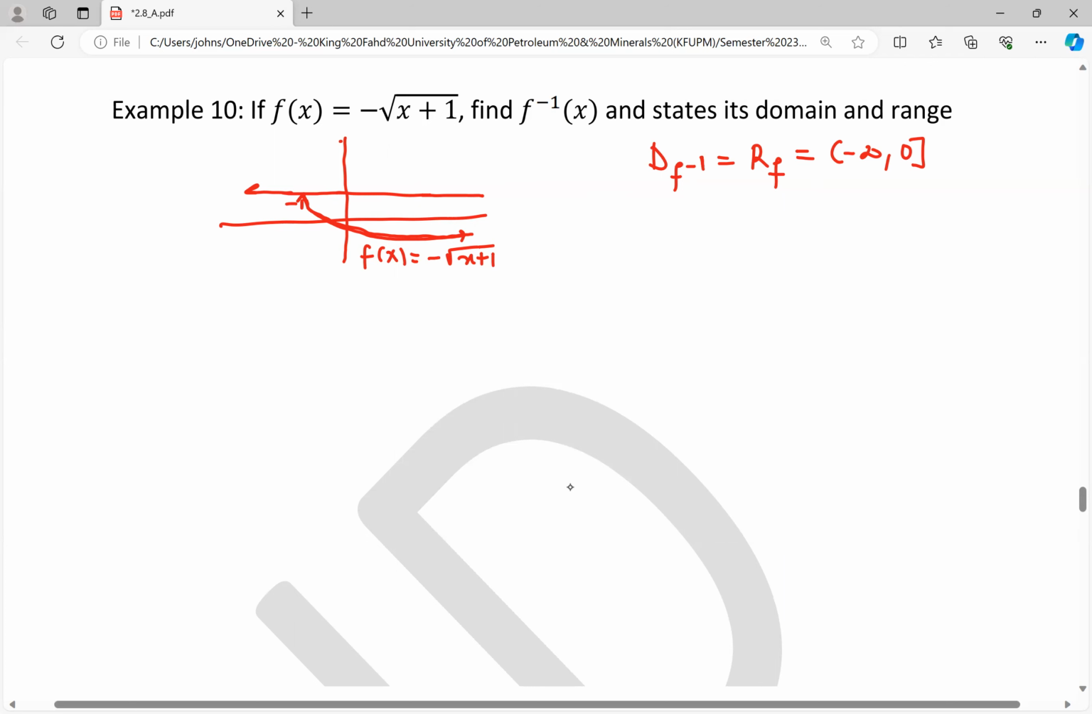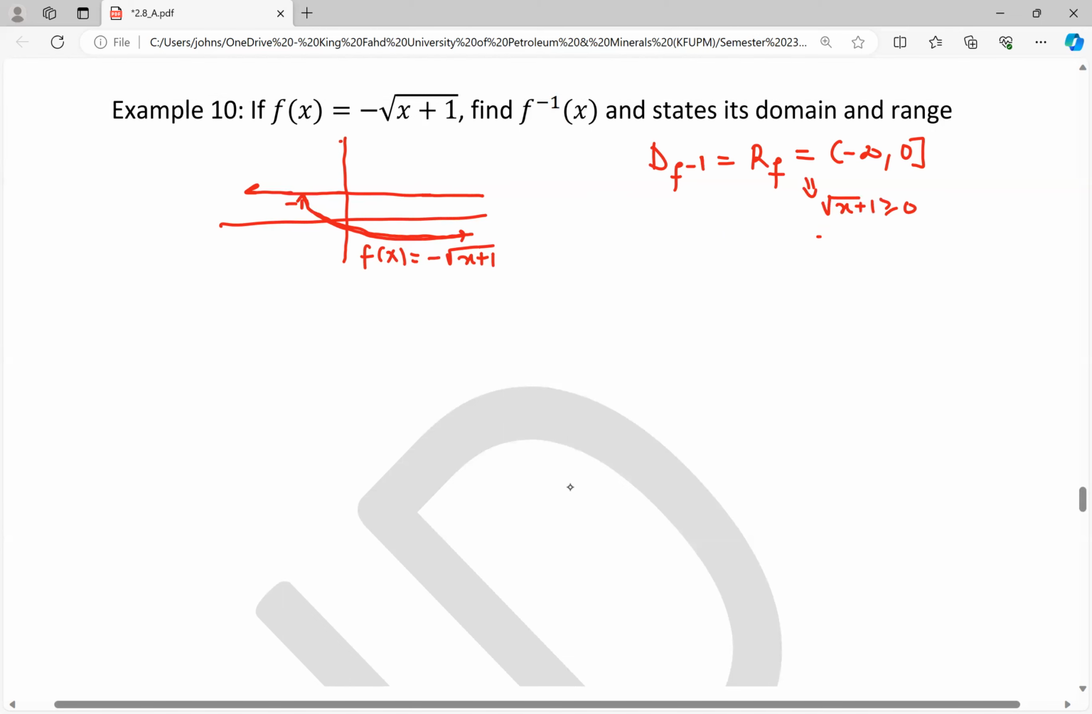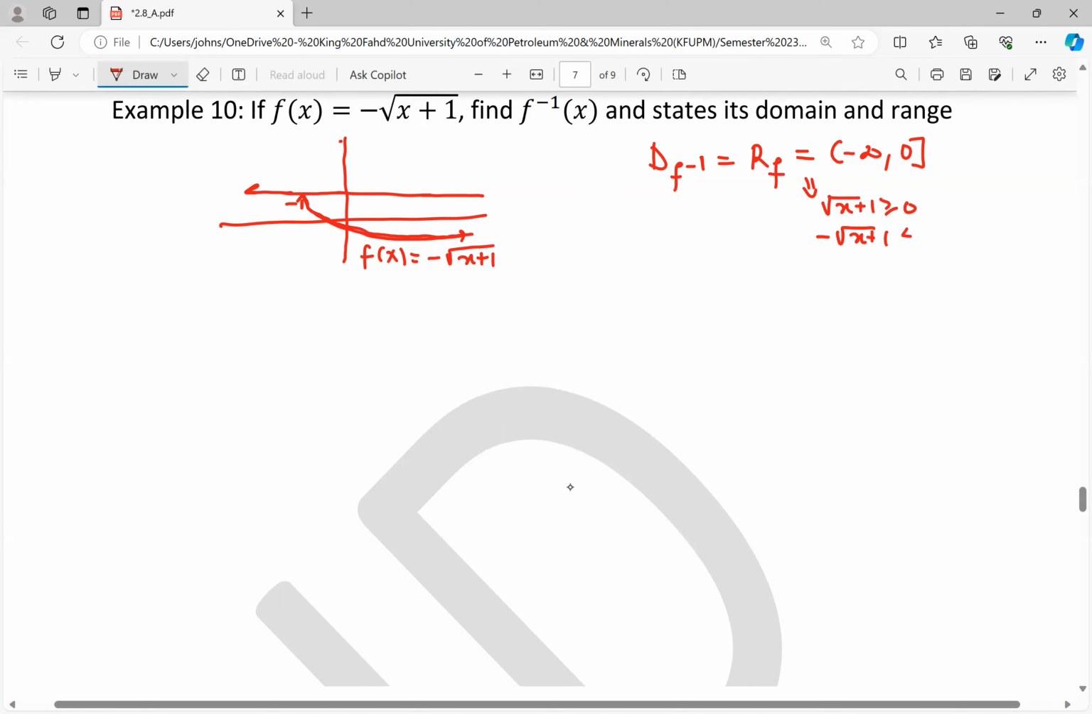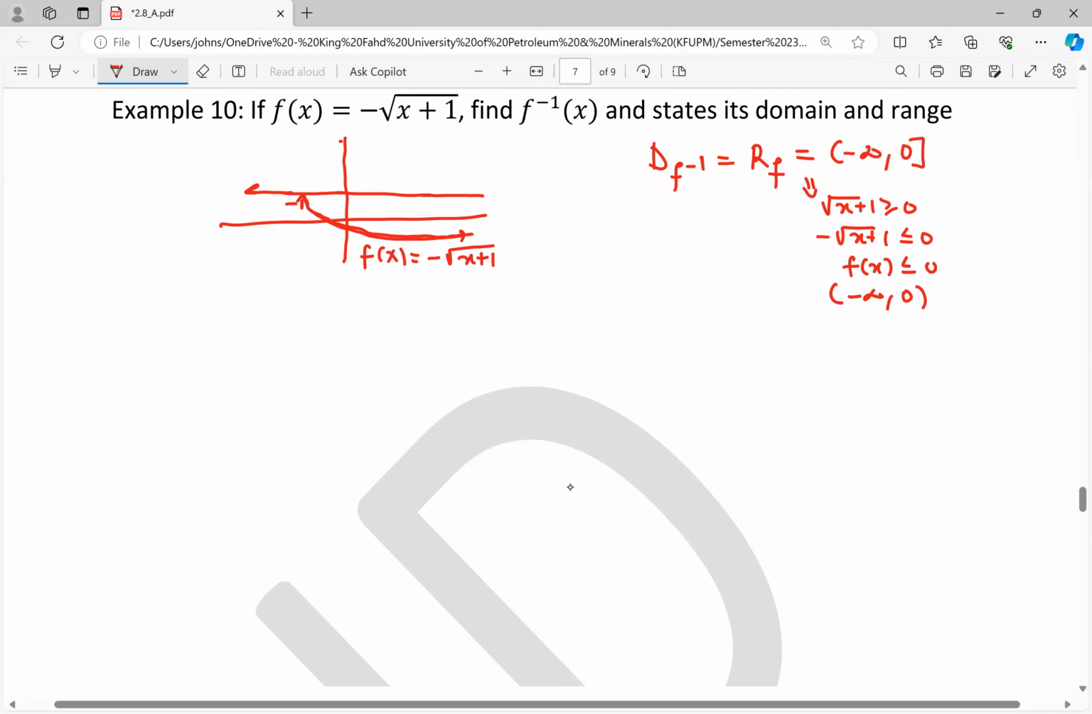Okay, or let me just do it here. This also, we can say that x plus 1 is greater than or equal to 0, minus this is less than or equal to 0. This means f of x is less than or equal to 0. So you have minus this. Okay. Now, let's look for the range of f inverse, which is equal to the domain of what?